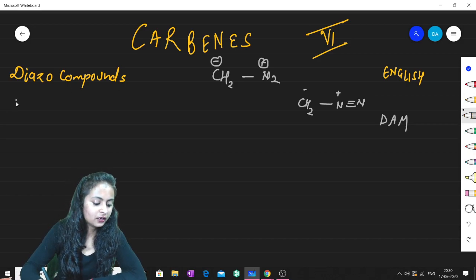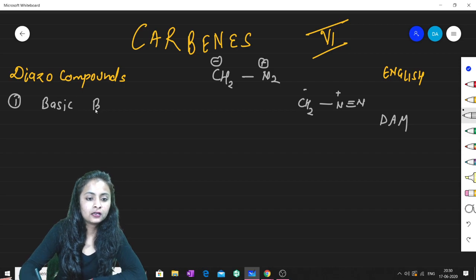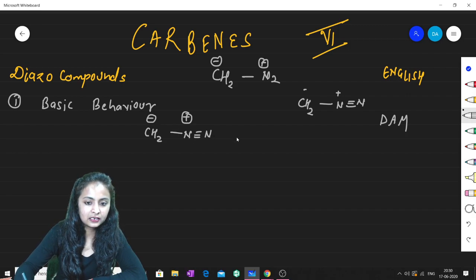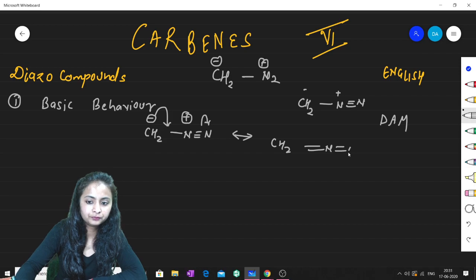So the first point is basic behavior. Let's see how it works. This is diazomethane. If I write it like this, I can make it resonate, right? So like this it can resonate, isn't it? Here I'll get one negative charge, here one positive charge. This is how it will resonate.